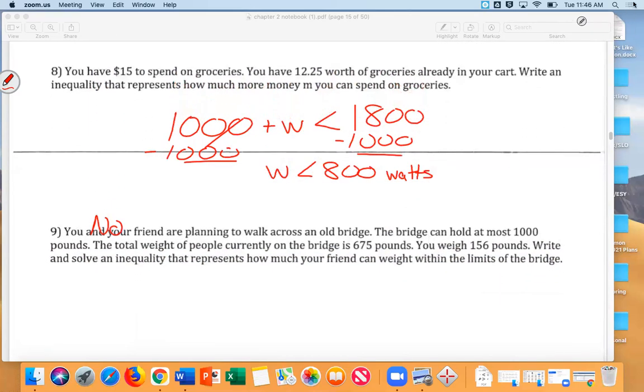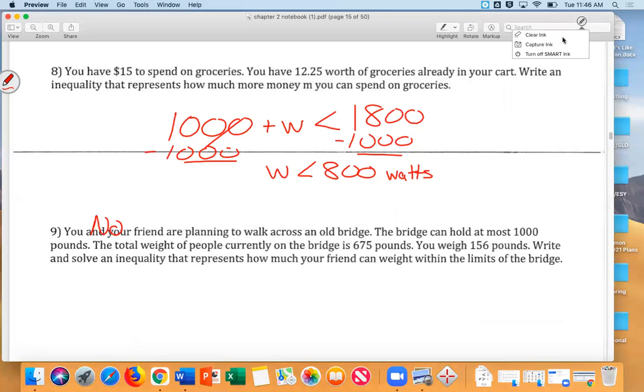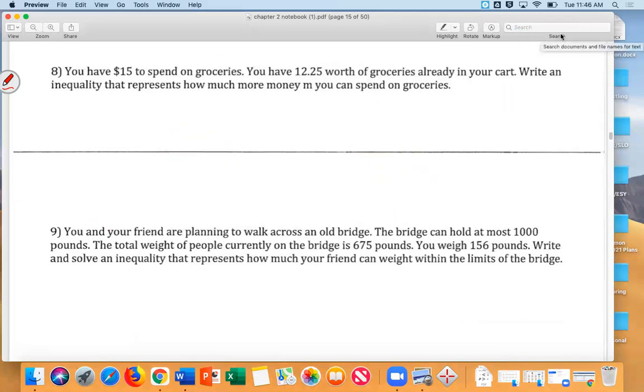Tyler, you have $15 to spend on groceries. You have $12.25 worth of groceries already in your cart. Write an inequality that matches how much more money you can spend on groceries. So, Tyler, how much money do you have in your cart? $12.25, plus some other amount, right? And how much money do I have to spend? 15. Now, here's the question.